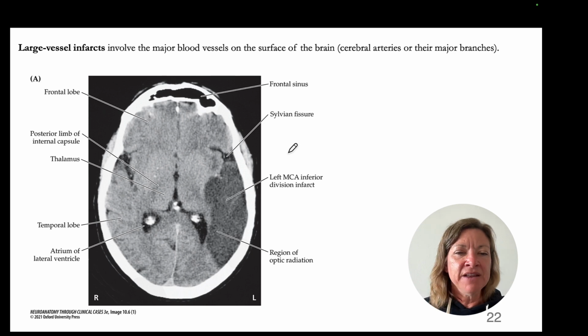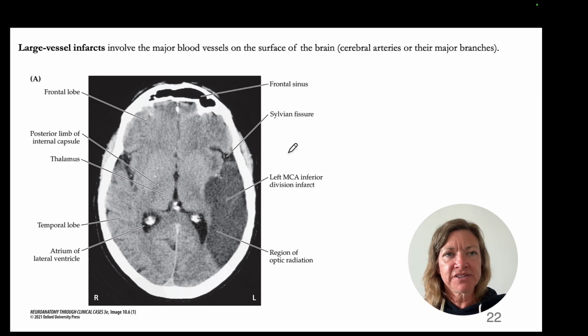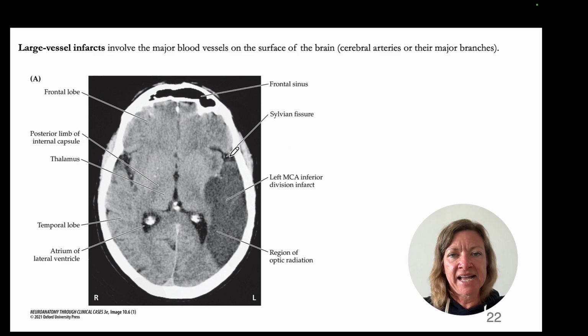Now, when we talk about infarcts, or the pathological territory caused by ischemia, we see large vessel infarcts and small vessel infarcts. Large vessel infarcts involve the major blood vessels on the surfaces of the brain, so the cerebral arteries or their superficial branches. Here we can see a left MCA inferior division infarct. On this CT, which probably wasn't taken immediately acutely after stroke, it appears hypodense.